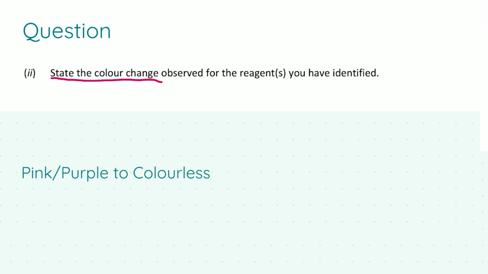And then for this part, you'll receive 3 marks for identifying the pink-purple colour, and then 3 marks again for identifying the colourless. So it's important that you get both of these and that you don't just put down one. And again, that you match it with the reagent you identified in part I.